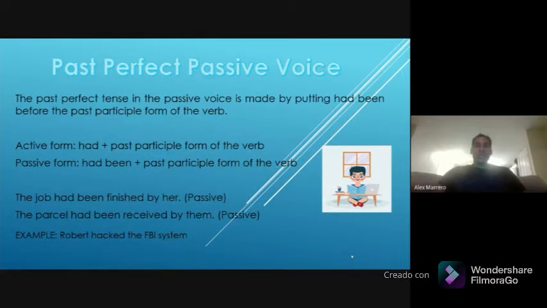Past perfect passive voice. The past perfect tense in the passive voice is made by putting had been before the past participle of the verb. This is an example of the active form and the passive form.